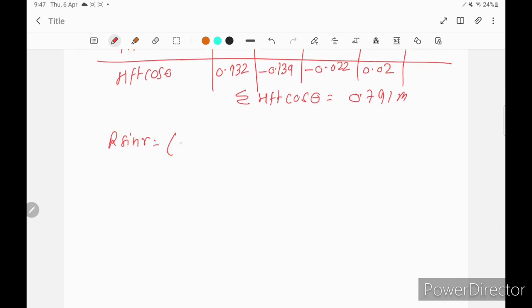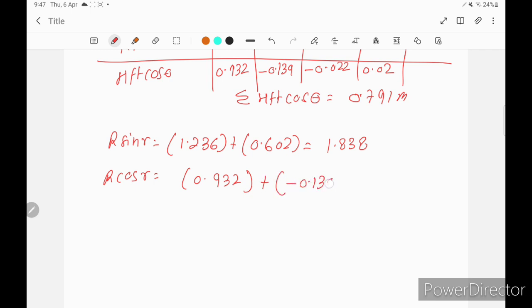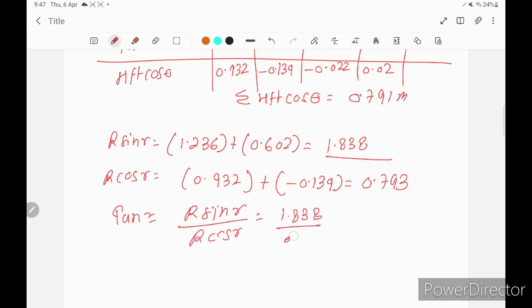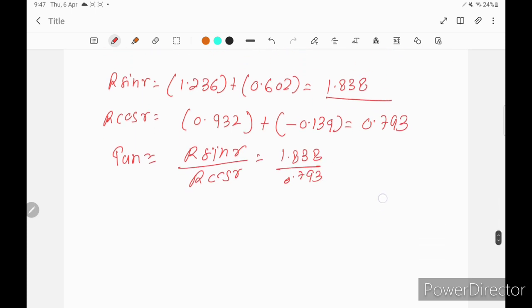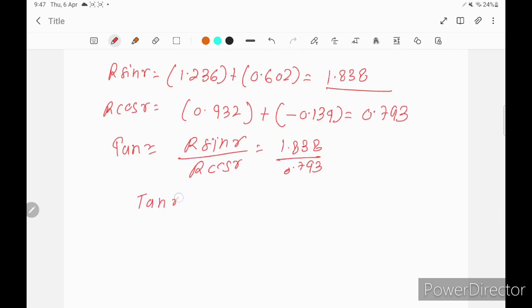Now I will put this value in the formula. R sin r is equal to 1.236 plus 0.602, which is 1.838. R cos r is equal to 0.932 plus minus 0.139, which is 0.793. Now tan r is equal to R sin r divided by R cos r, 1.838 divided by 0.793. So tan r is equal to 2.318. So tan inverse r is equal to 66.6.